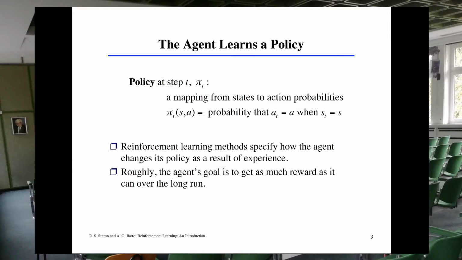the agent will start applying learning rules and it will start modifying these probabilities. That's why we say that the agent will change its policy as a result of its experience. And we have said before that the agent's goal, roughly speaking, is to get as much reward as it can over the long run. So that's the way we are going to define our reinforcement learning problem, around the maximization of some reward.